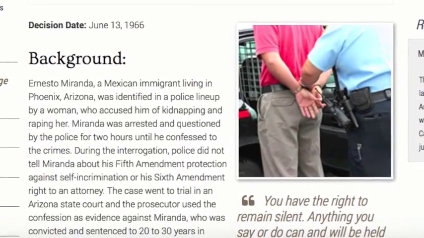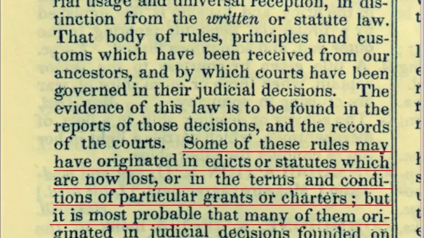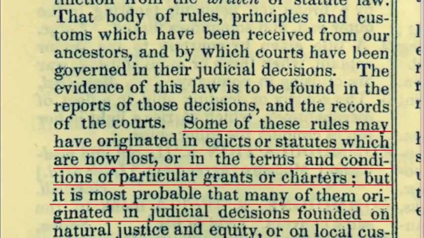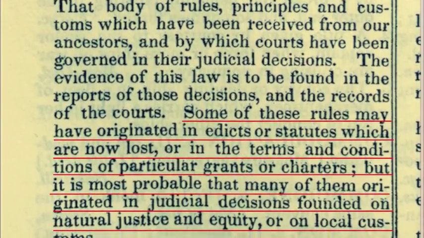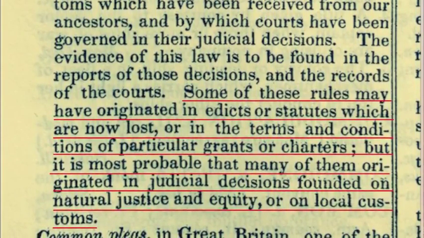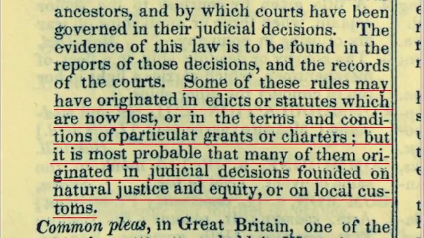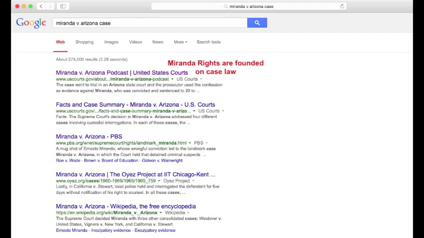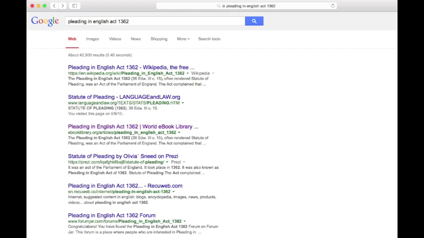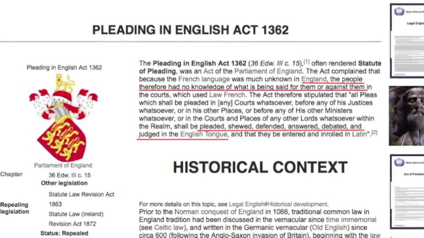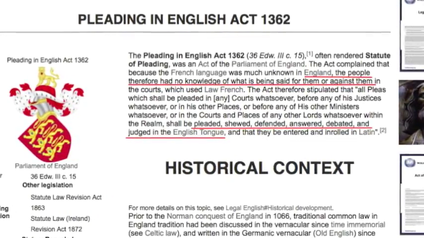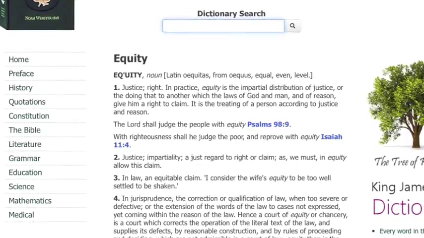Some of these rules may have originated in edicts or statutes which are now lost, or in the terms and conditions of particular grants or charters, but it is most probable that many of them originated in judicial decisions founded on natural justice and equity or on local customs. I interpret this last part to mean if case law is not founded on natural justice and equity, then it is not real law. Most of the rules I have found for common law at one time were edicts and statutes expanding the people's rights, but there are only so many rights you can legislate before one's job as a legislature will be to start taking those rights away.